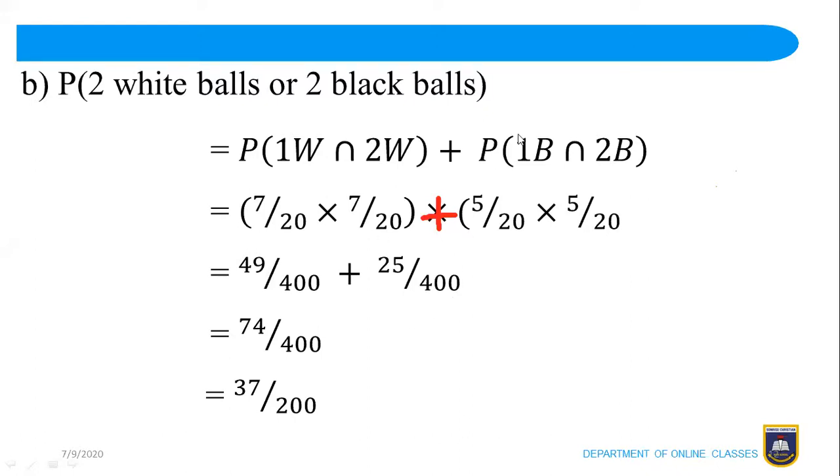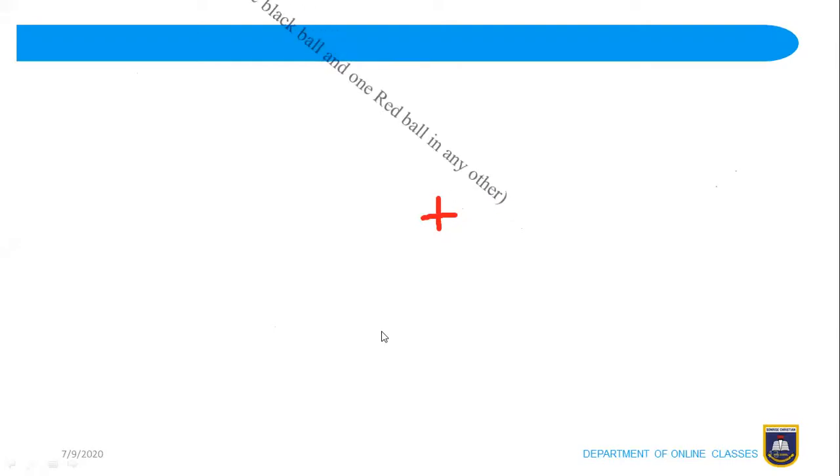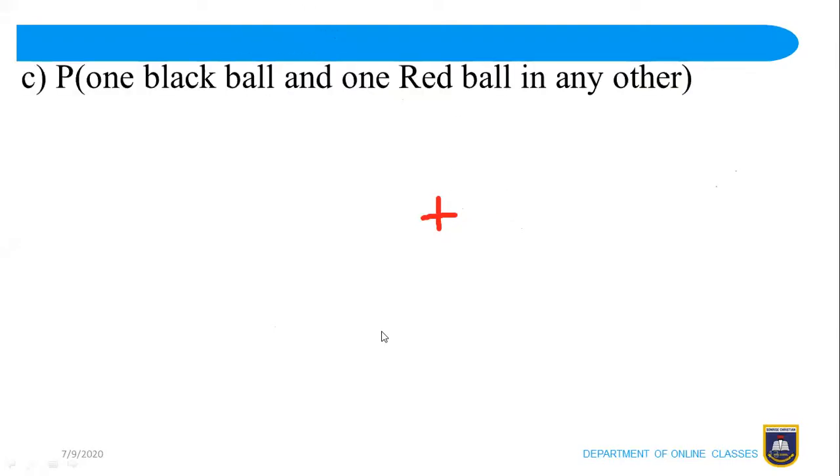All right. So let's move to the third part. We have to find the probability of one black ball and one red ball in any order. How do we solve this question?